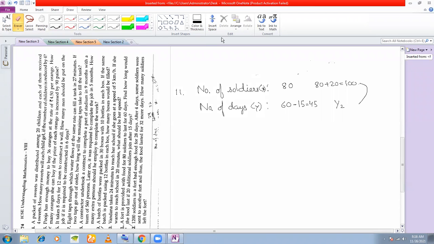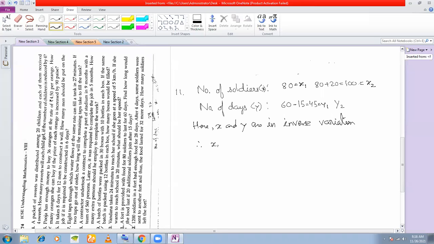So we say X and Y are in inverse variation here, because as you are increasing X, Y is decreasing. So here X and Y are in inverse variation. Therefore, if you call this your X1, this your Y1, and this your X2, you must have X1 Y1 is equal to X2 Y2. Now you can calculate the value of Y2.